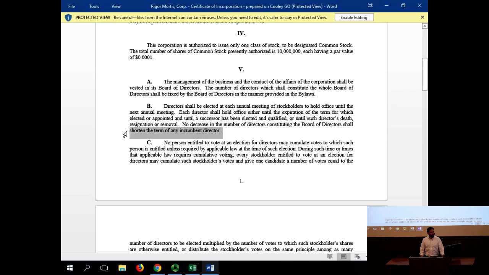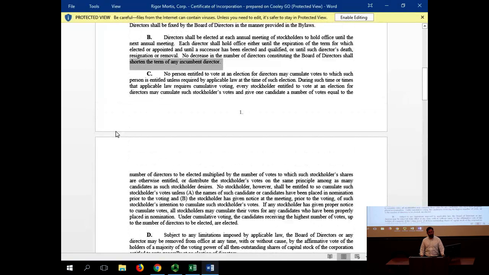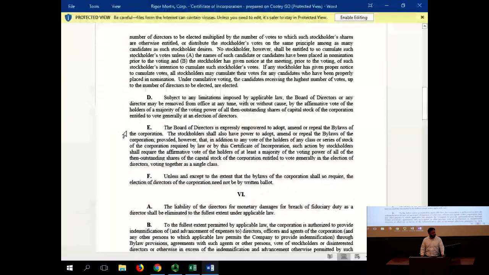Some other provisions here, directors are elected at the annual meeting, blah, blah, blah. You can read through this on your own time. You should read through this on your own time. We're not going to sit here and read bylaws to you or articles to you or certificate to you. A couple other provisions there.